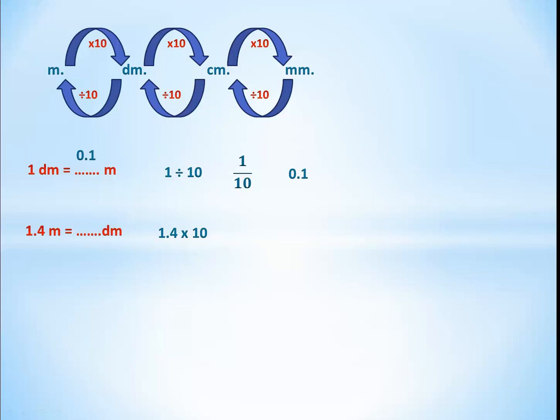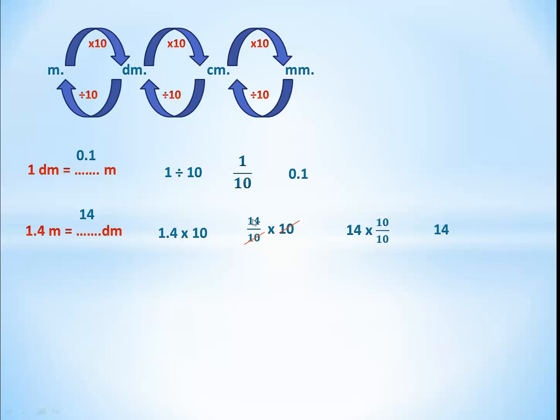1.4 means what in fraction? It means 14 over 10 times 10. Okay, 10 over 10 means 1. So we are going to put 10 over 10. It means 14 times 10 over 10, which is 14. Or we can cross out the 10 with the 10. So the remaining number is 14.